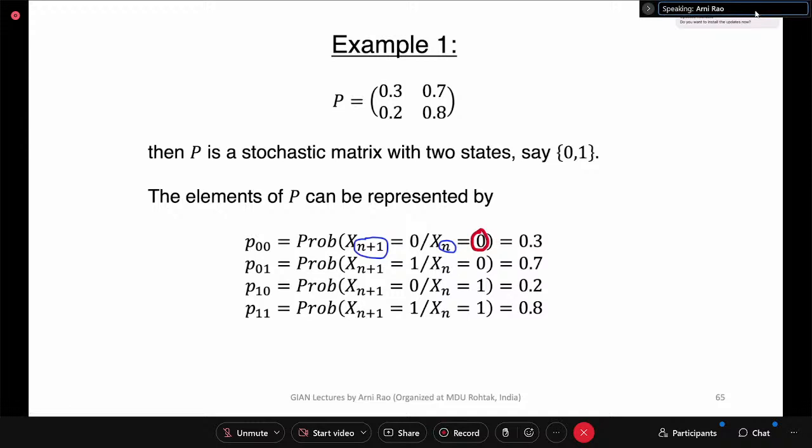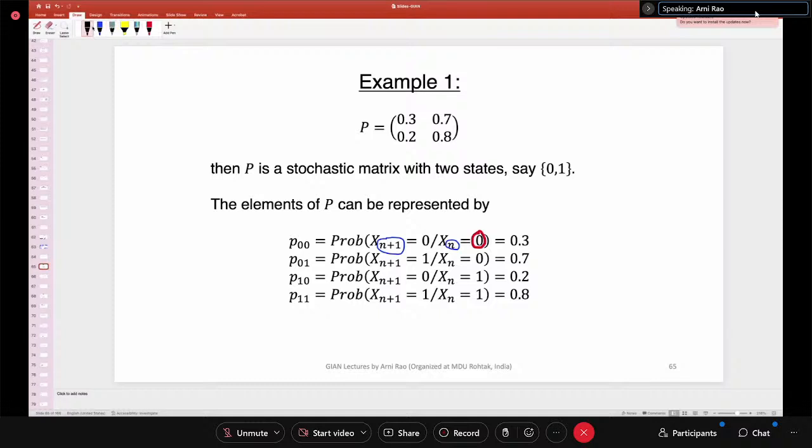That's a notation only. Conceptually you all understood, I know that. But please follow the notation here: state, time. That is P01. This is 0.7. P10, this is 1, you can also say this is 0, 1, 0, 1.